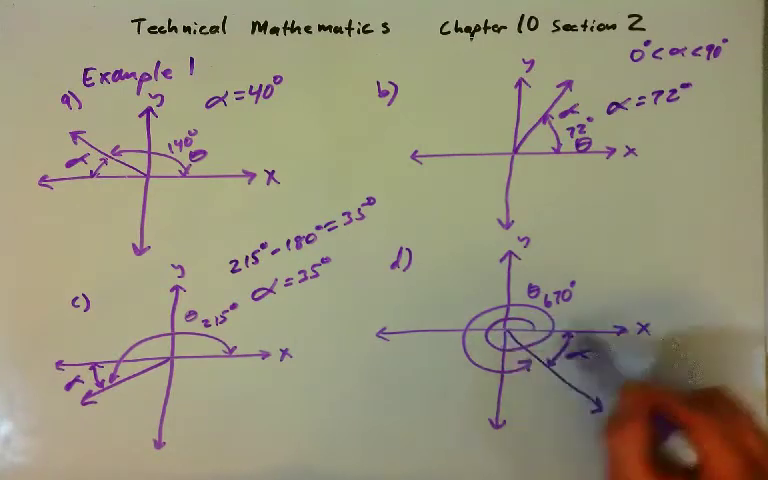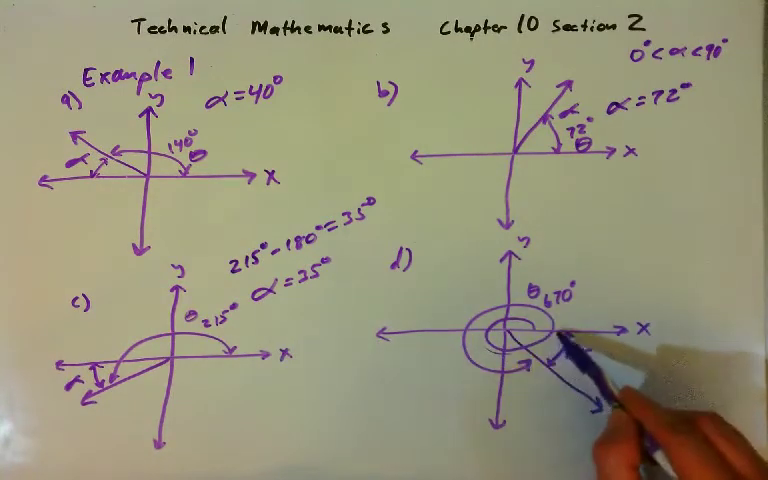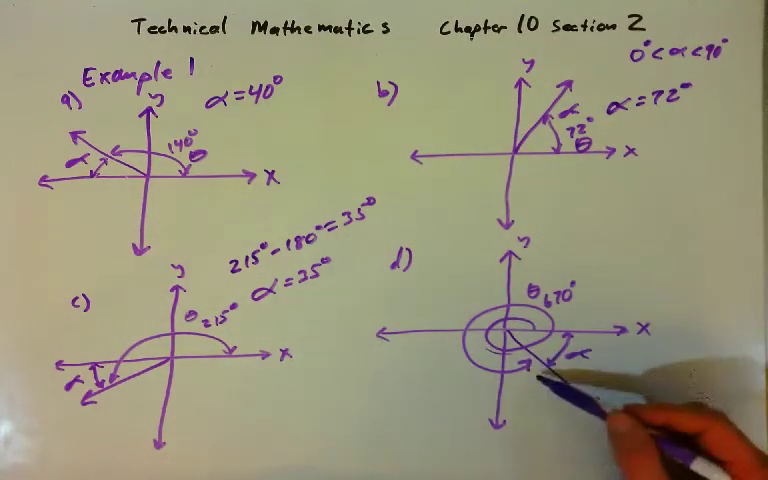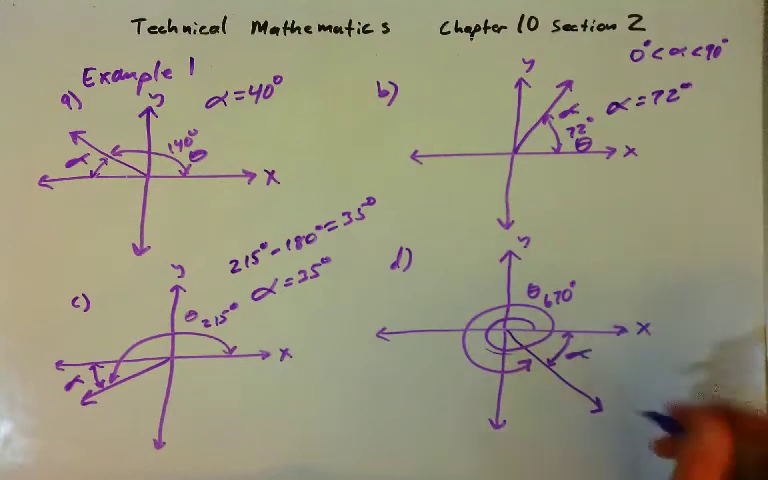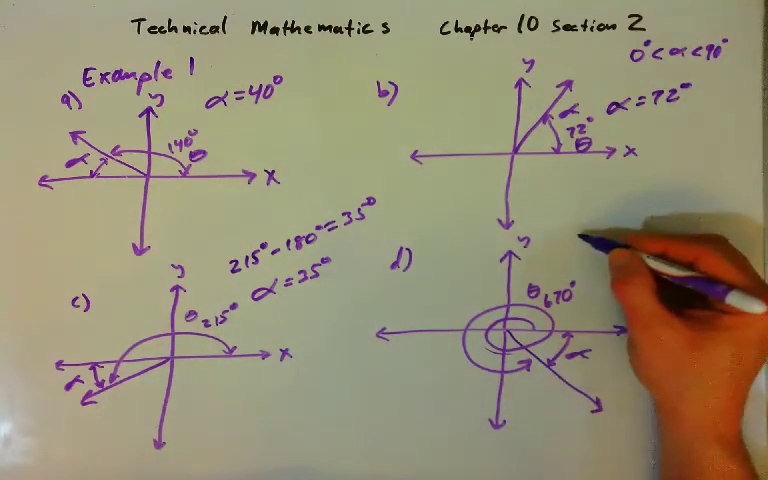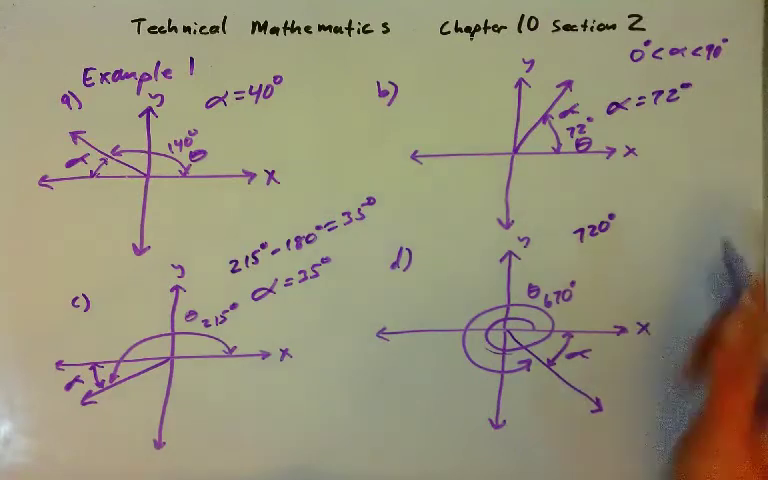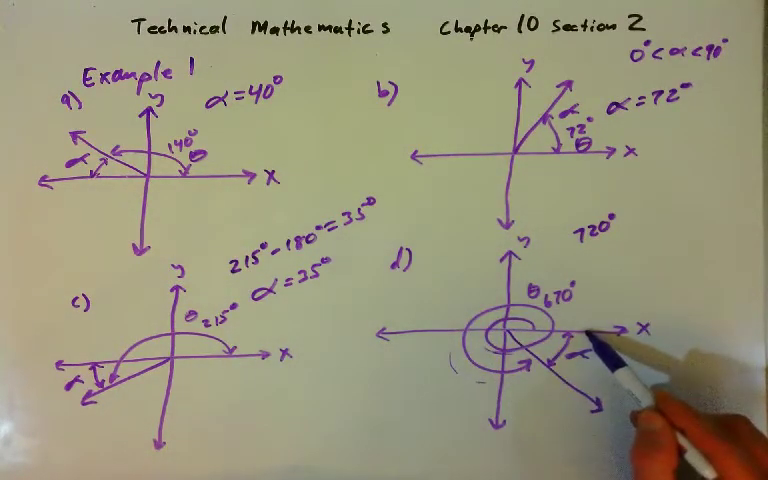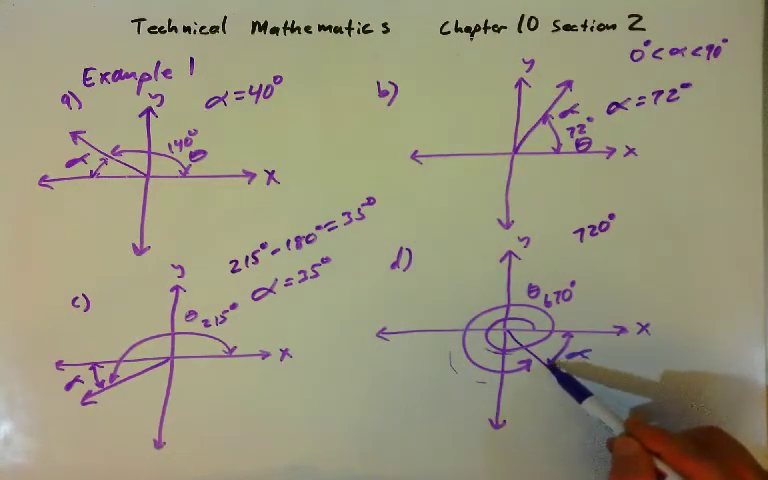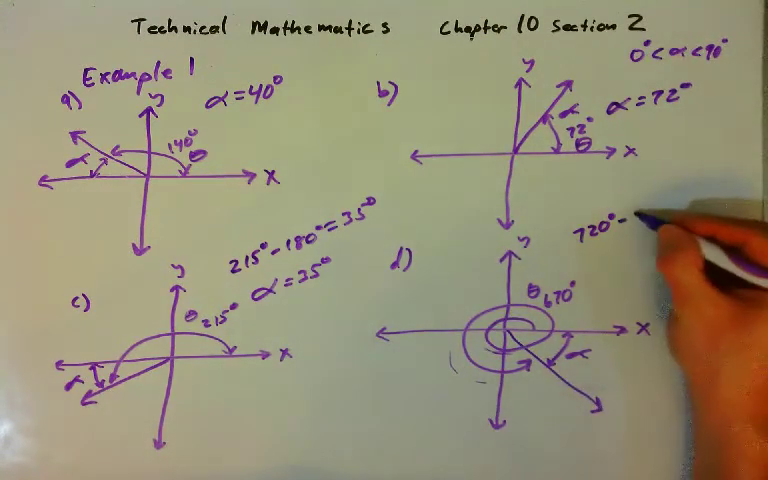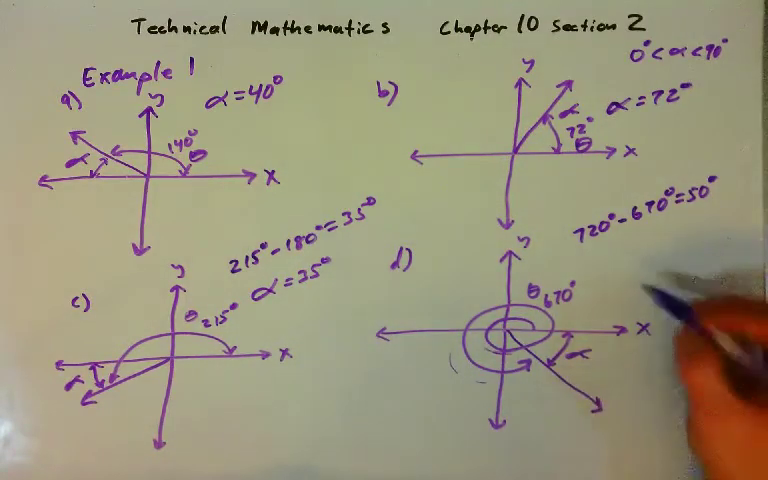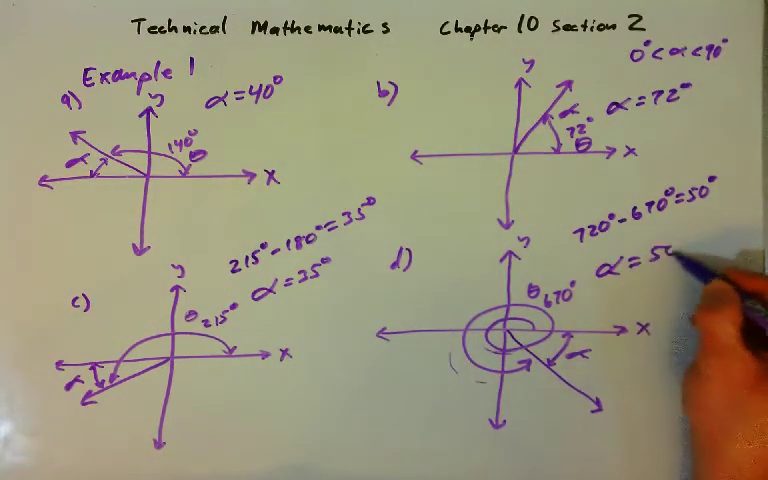Now in part D, we have an angle that is 670 degrees. It goes all the way around once, which is 360 degrees, and then it goes almost all the way around again, but not quite. Two times all the way around would be 720 degrees, and that would take me all the way back to the positive x-axis. But I didn't go quite that far. I only went 670. If I find the difference between 720 and 670, which is 50 degrees, that is what alpha must be. Alpha is 50 degrees in part D.